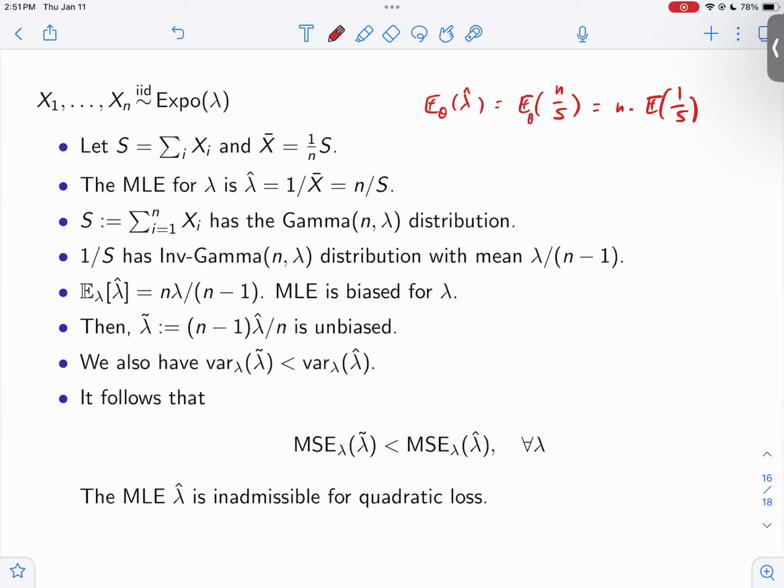but I'm hoping that everyone understands that I can't just do 1 over the expectation of S. Expectation doesn't commute with a nonlinear operation. So this is not correct. It's close actually, but not correct. But I'm stuck with this. So what should I do? Can I still calculate something like that? If I want to calculate the bias, I need the expectation.